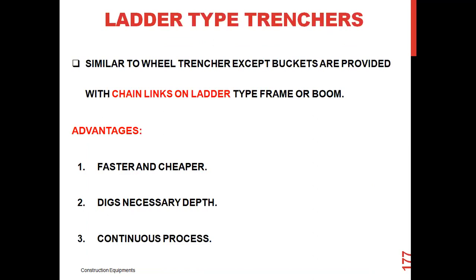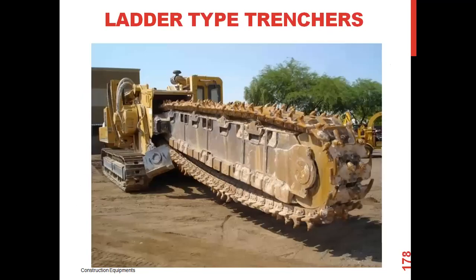The ladder type trencher is similar to the wheel trencher, except the buckets are provided with chain links or a ladder type frame or boom. The major advantages of using these ladder type trenchers are that they are faster, cheaper, take the necessary depth, and are a continuous process.